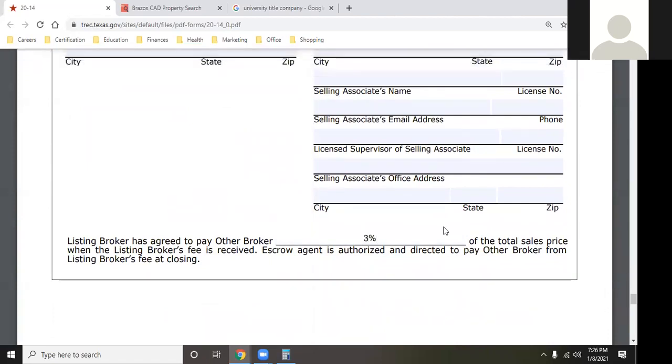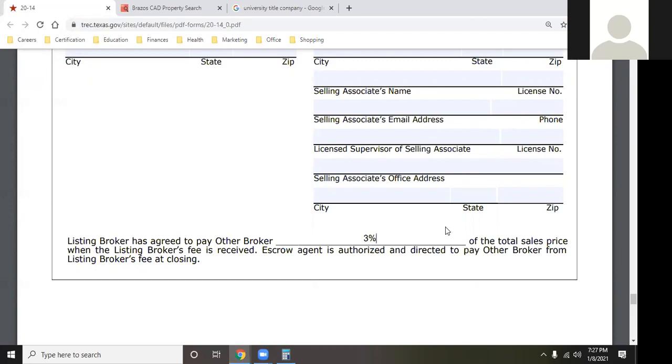If you're sleeping right now, you might want to wake up, okay? Because this is extremely important. If you do not put a number in that blank, you are entitled to how much commission? Zero. And this only applies if you are the other broker. If you're the listing broker, you're entitled to your percentage that's in the listing agreement. But if you're the other broker, you've got to put your percentage in there. If you don't, you're entitled to not one penny and you don't get any money.